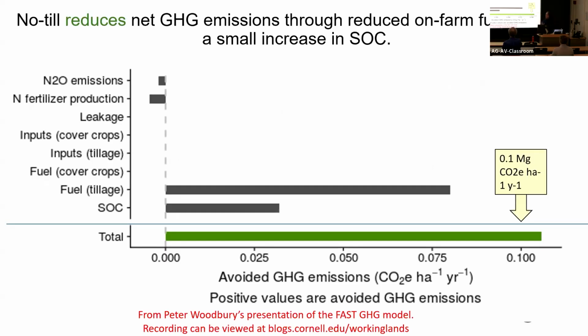So this is just an example, right? There are all different kinds of examples, but no-till reduces net greenhouse gas emissions through a combination of reduced on-farm fuel use and a small increase of soil organic carbon, right? So you can see here's the soil organic carbon and the reduced fuel used. You still have your nitrogen fertilizer productions and your N2O emissions, but your net is over here.